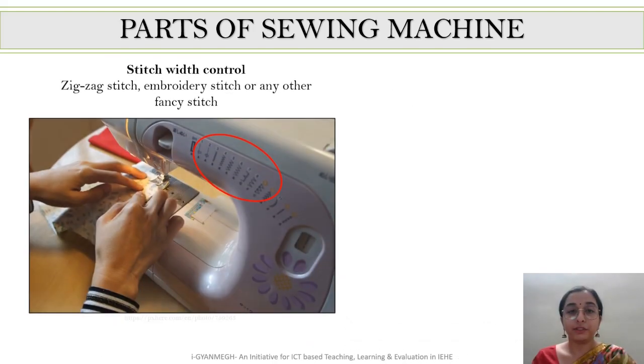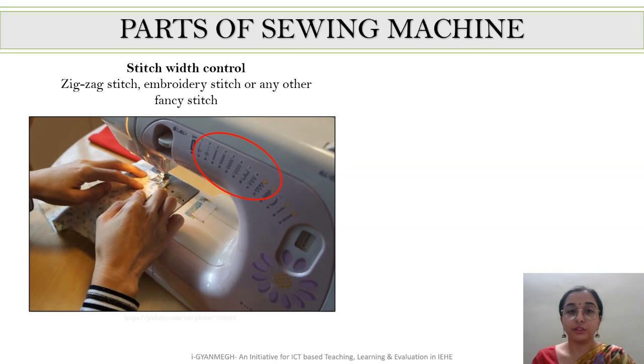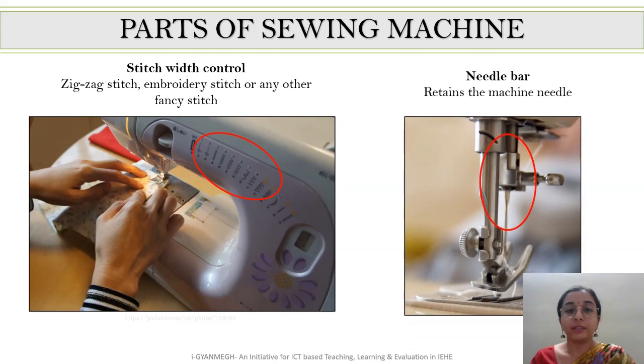The next part which we will discuss is the stitch width control. This can be easily seen on fashion makers or on electric machines where zigzag stitches, embroidery stitches or any other fancy stitch can be easily made using the machine. The next is the needle bar. The needle bar retains the machine needle at its place.